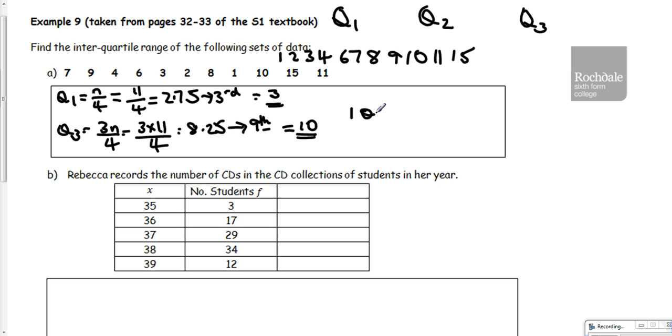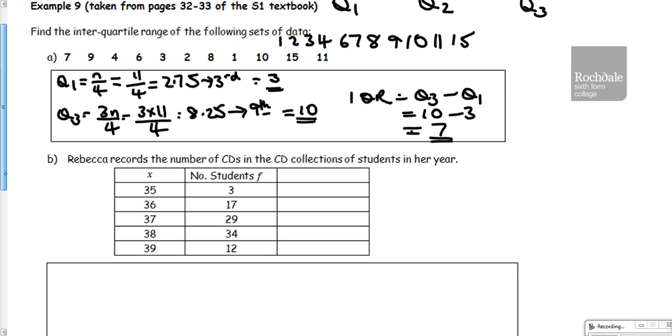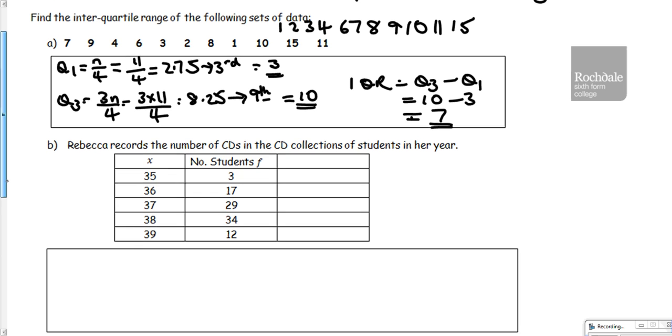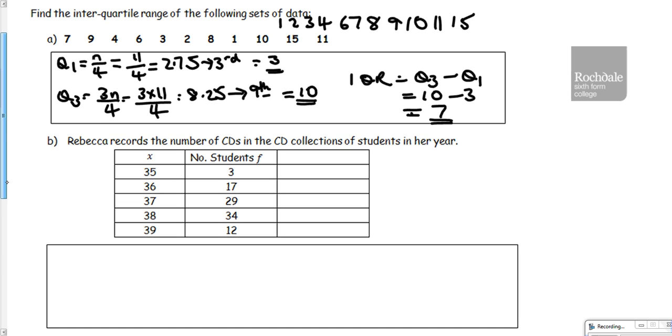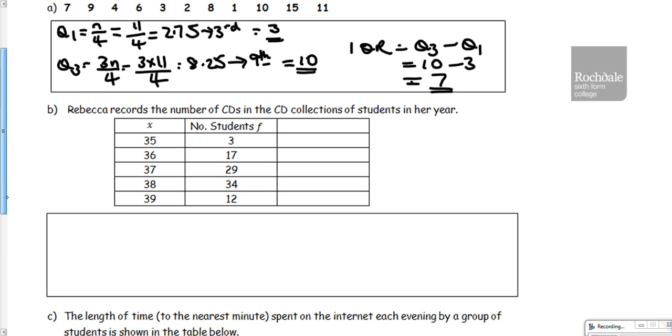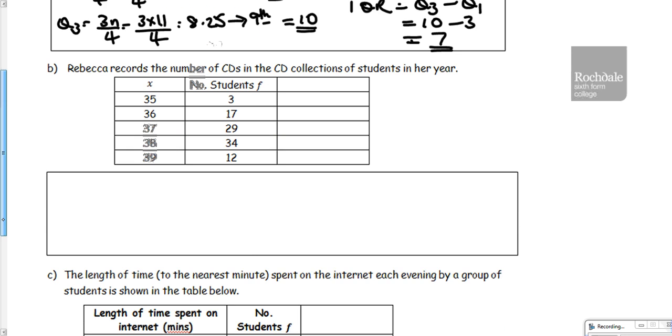And so the interquartile range is Q3 minus Q1. That's 10 minus 3. So the interquartile range is 7. That doesn't tell us too much of itself, but if we had another set of data to compare it with, we'd be able to see which one had the biggest interquartile range. In other words, which one had data that was more spread out. Okay, so the interquartile range there is 7.